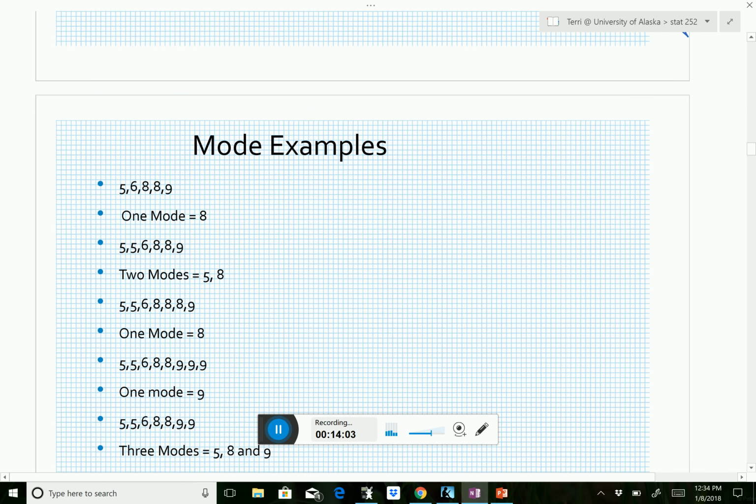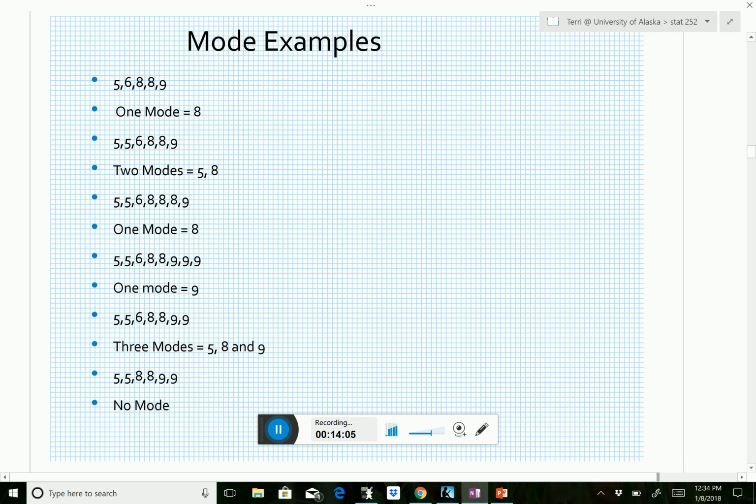So let's do some of these examples. Let's look at 5, 6, 8, 8, 9. This one has one mode, 8, because 8 occurs twice. 5, 5, 6, 8, 8, 9: both 5 and 8 occur twice in this example, so it has 2 modes. Now we have 5 occurs twice, but 8 occurs 3 times, which makes the mode 8. So we have one mode again.